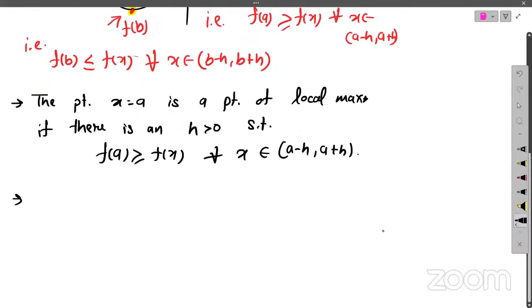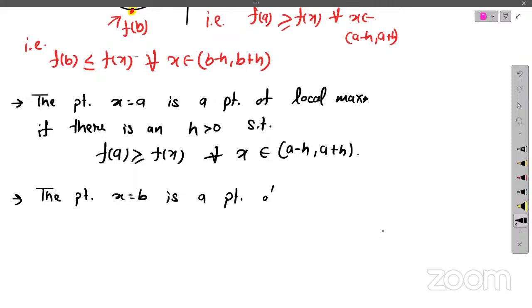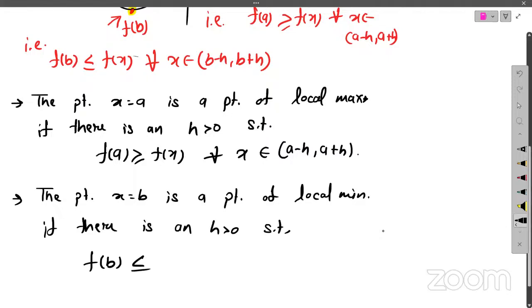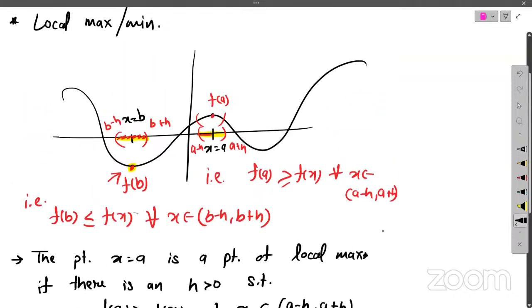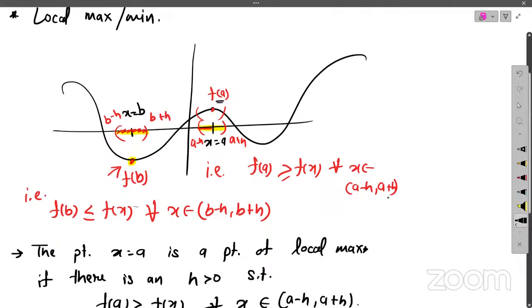And similarly, we can define the point of local minimum. So the point x = b is a point of local minima if there is an h strictly greater than 0 in such a way that the value of the function at b is less than or equal to f(x) for all x belongs to (b − h, b + h). The definition is the same, which we can show pictorially. So this is a point of local maxima a, and this is a point of local minima.